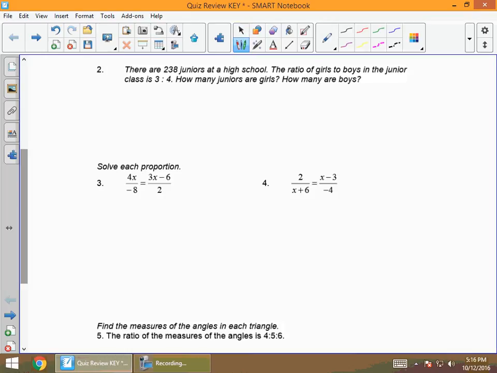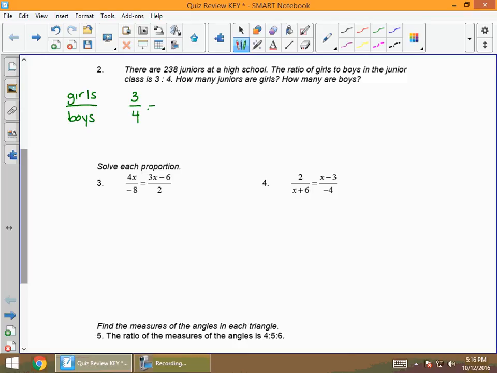Question number 2 says, and this is one of them, I told you this would be a test question, here it is. There are 238 juniors at a high school. The ratio of girls to boys in the junior class is 3 to 4. How many juniors are girls? How many are boys? So here's what we want to say. It says the ratio of girls to boys. So girls to boys. All right, girl to boy ratio is 3 to 4.